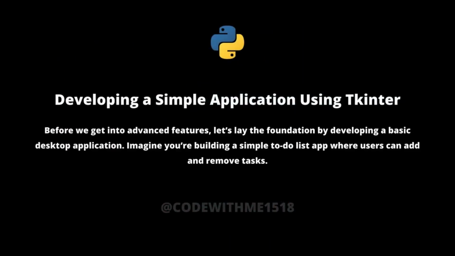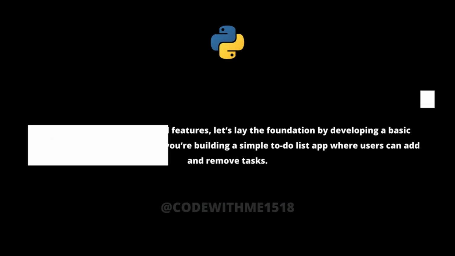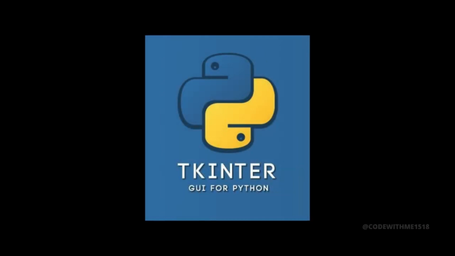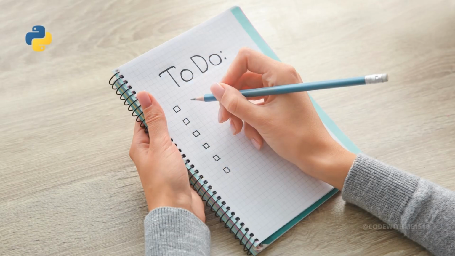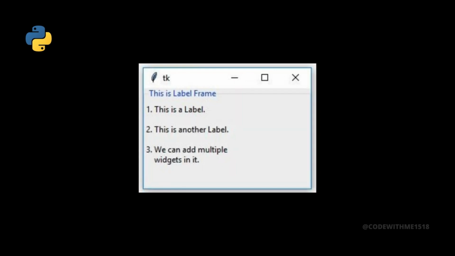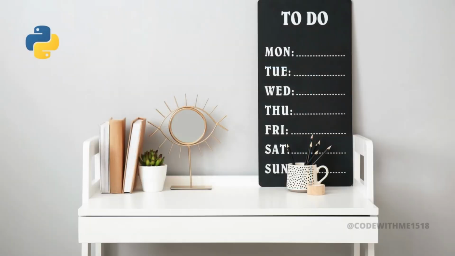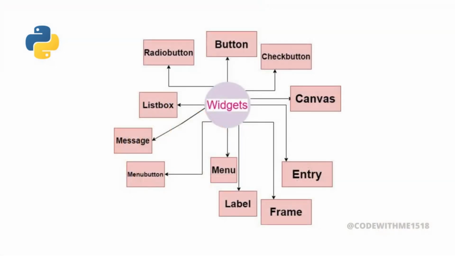Before we get into advanced features, let's lay the foundation by developing a basic desktop application. Imagine you're building a simple to-do list app where users can add and remove tasks. We'll start by setting up the main window and adding some basic widgets: an entry field, a list box, and buttons for adding and deleting tasks.